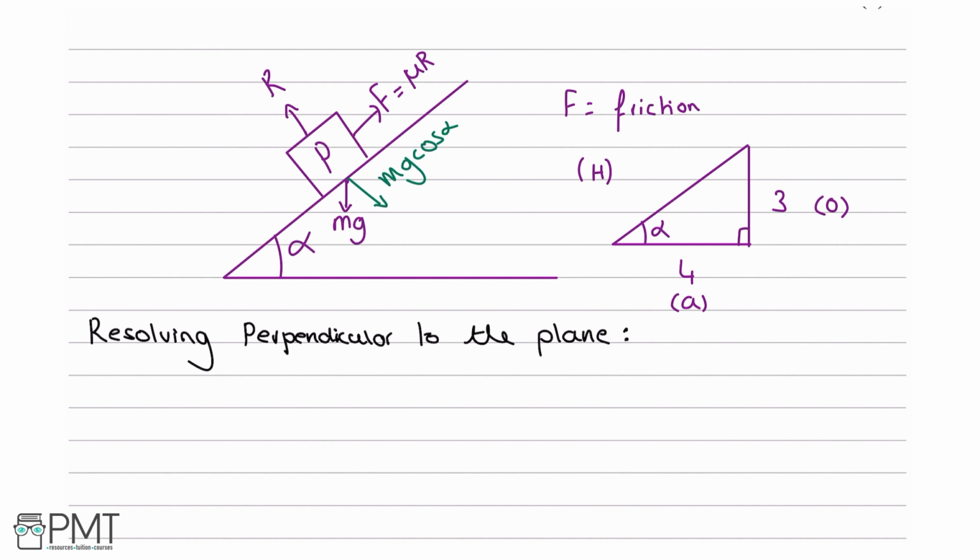First, we need to get a perspective of where alpha will fit into this little force diagram we've got here. If we continue this line all the way down, the mg cosine alpha and the horizontal component are two vectors which make up mg. So I'm going to draw that down below just for perspective.